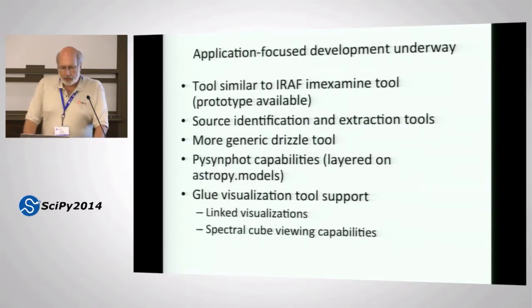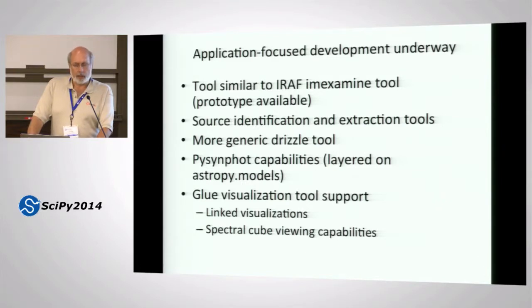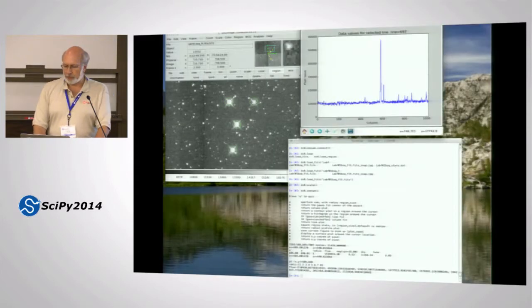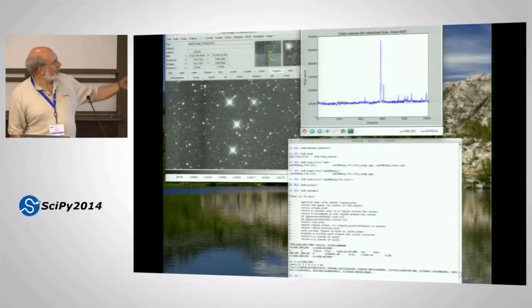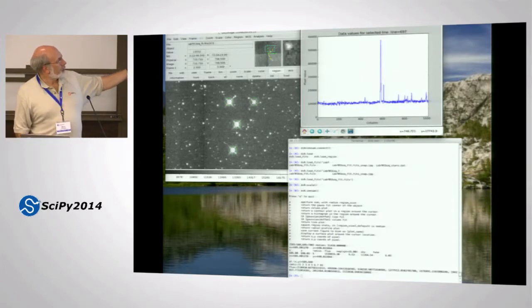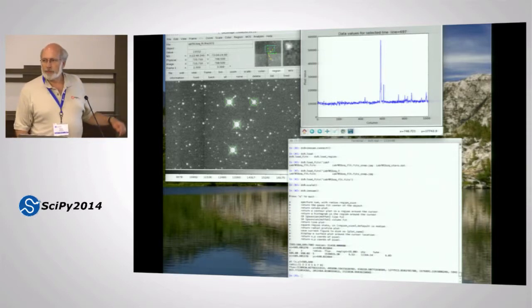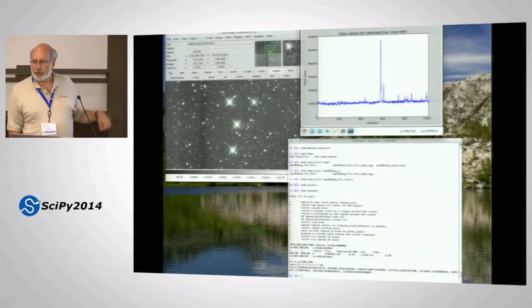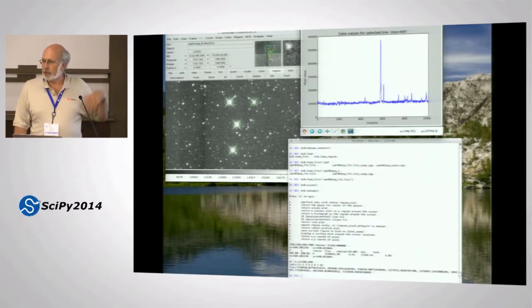We're also looking at application-focused development, things that are more useful for the end user. For example, we have an imexamine tool equivalent to that in IRAF. I'm just showing a brief screenshot. This works with DS9, but Erik has just made this functionality work with Ginga as well, where you can interact with the image and do things like get plots, cross plots, radial plots, and print out values around where the cursor position is, things like that.